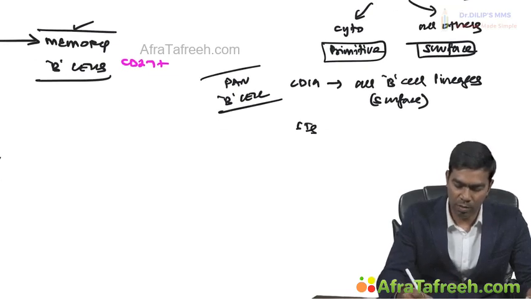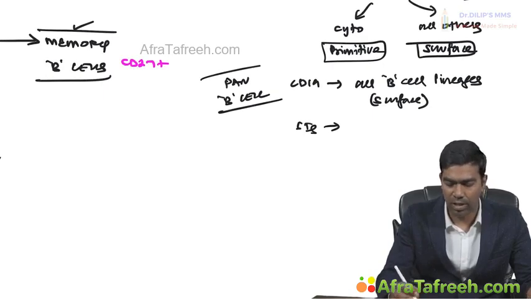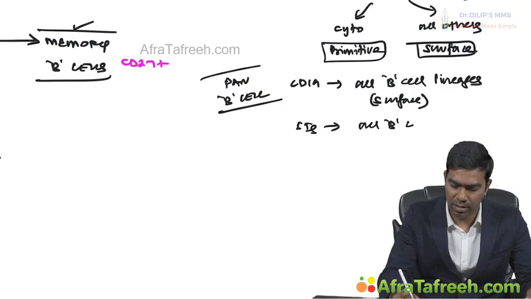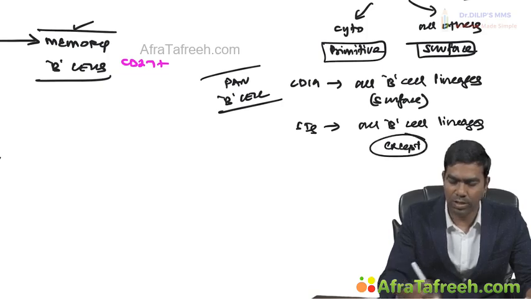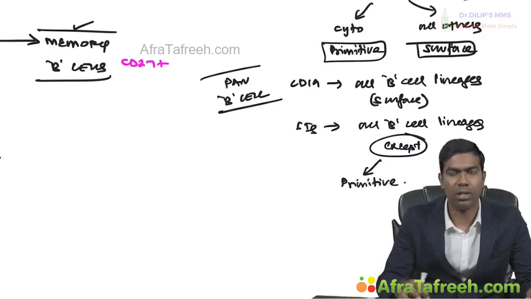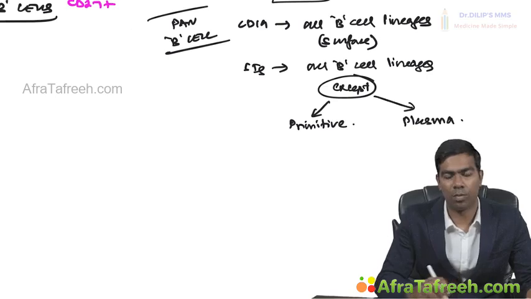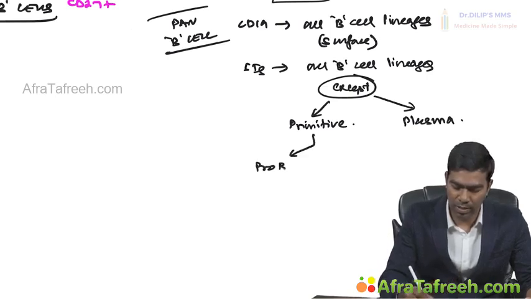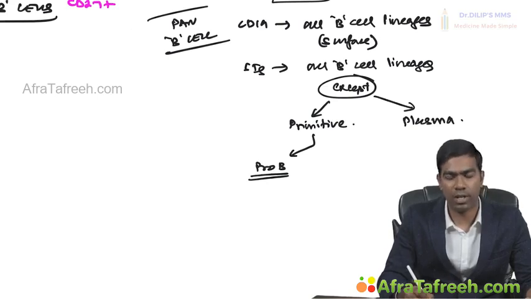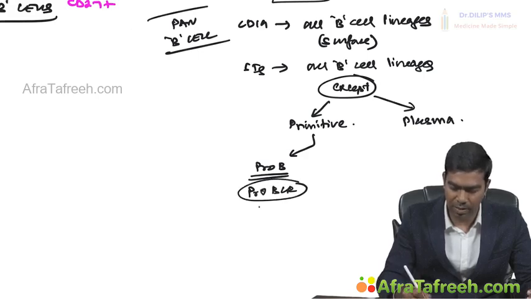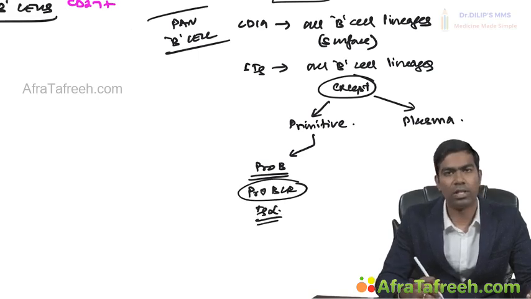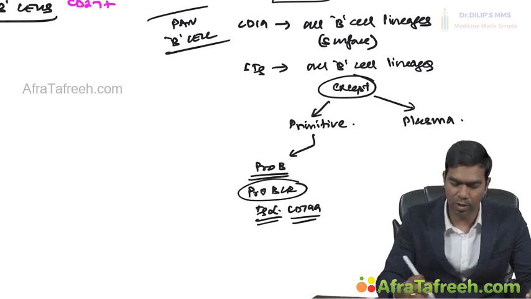And remember, the surface immunoglobulin will be seen in all B cell lineages, with the exception of the primitive B cell lineages. Primitive B cells will not have surface immunoglobulin, and plasma cells also will lose the surface immunoglobulin. Remember, in the pro B cell stage, pro B cells will have something called the pro BCR, where they might express only immunoglobulin alpha, that too in the cytoplasm, that is CD79A, that too in the cytoplasm.